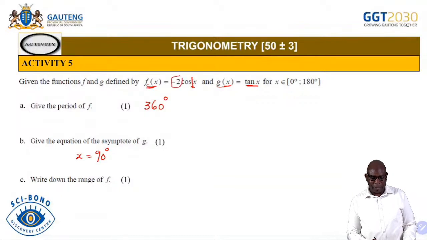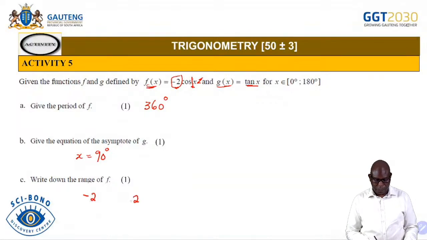So remember, the range is how high your graph can go and how low your graph can go. So if I've got a -2, and I don't have anything added here, in other words, my range will be from -2 to 2. Then I put a less than sign there. So I put a y value because it's a range. I'll put a less than or equal to sign there. So the range will be from -2 to 2.